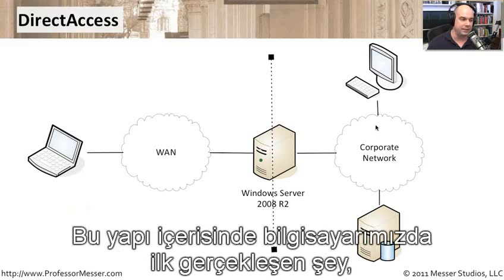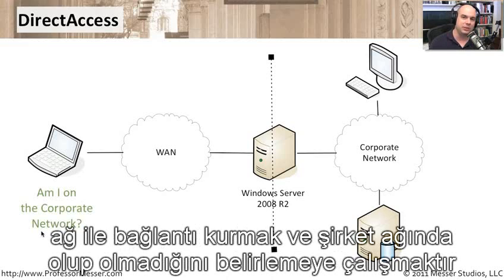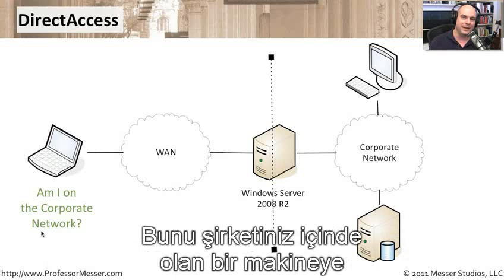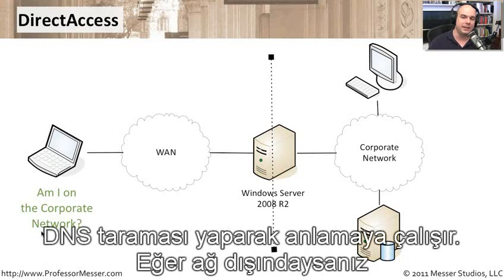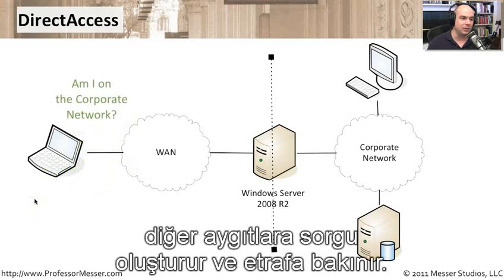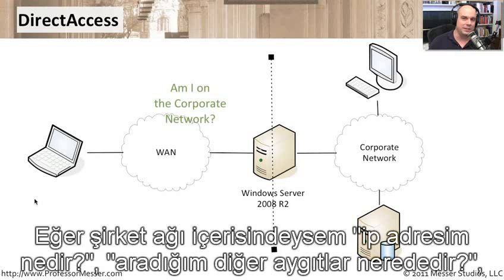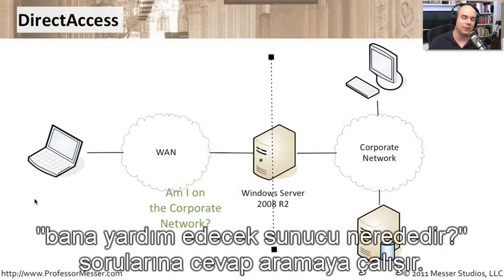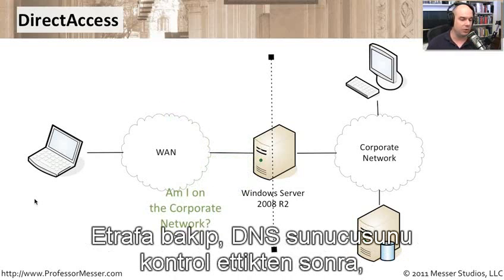The first thing that happens is your computer makes the connection to the network and tries to determine if it's on the corporate network. And it does that by performing a DNS lookup to a machine that's only located inside your corporate network. If you're outside the network, there would be no way to know that that machine exists. And what it does is ask other devices and look around. What IP address am I? Where's the other device that I'm looking for? Where's that server that would help me understand if I'm on the corporate network?